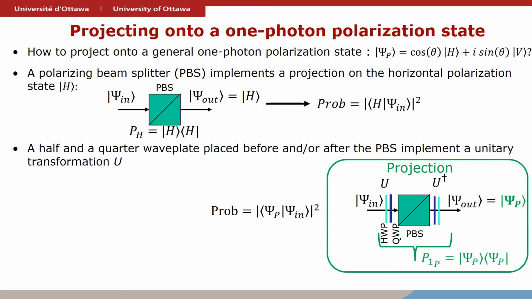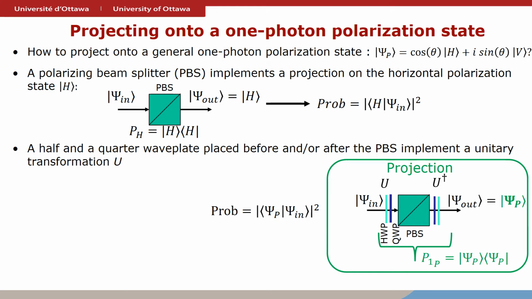If the input state psi in is H, then the probability of successful projection onto H is 1, but if the input state psi in is V, the vertically polarized state, then the probability of projection onto H is 0. Which means that the polarizing beam splitter implements a projection onto the state H.